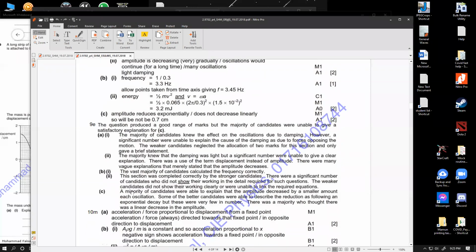The examiner report says the minority of candidates were able to explain that the amplitude decreased by a smaller amount each oscillation. Some of the better candidates were able to describe the reduction as following an exponential decay, but these were very few in number. There was a majority who thought there was a linear decrease in the amplitude. So maybe they were not aware of the fact that the decrease is exponential. It's just a very basic experiment report.